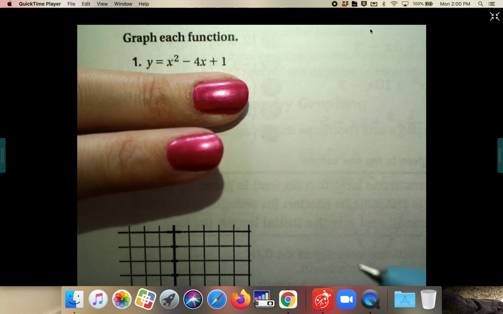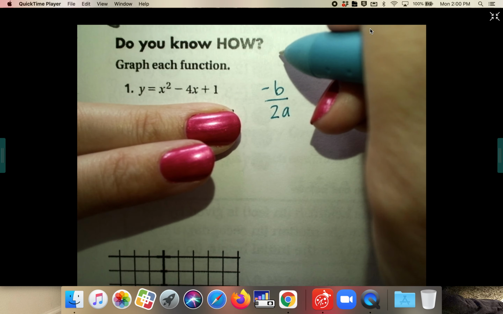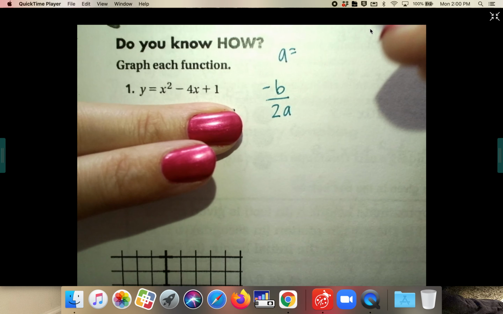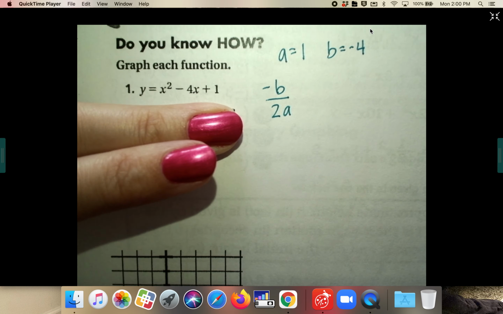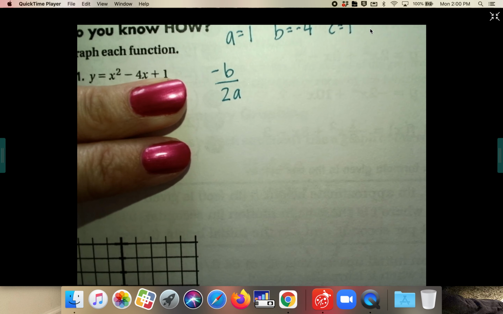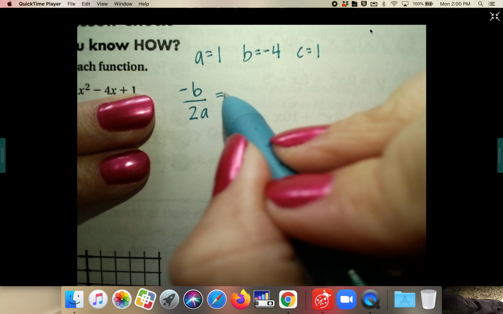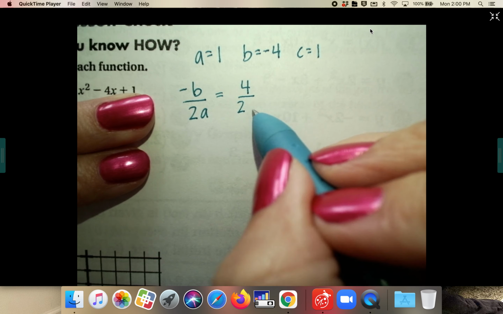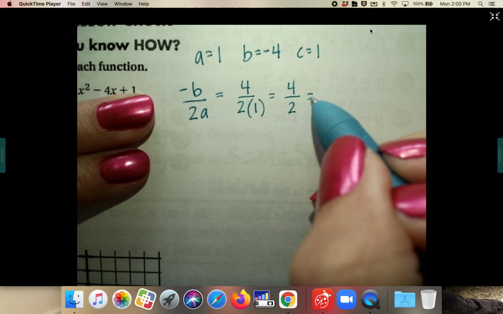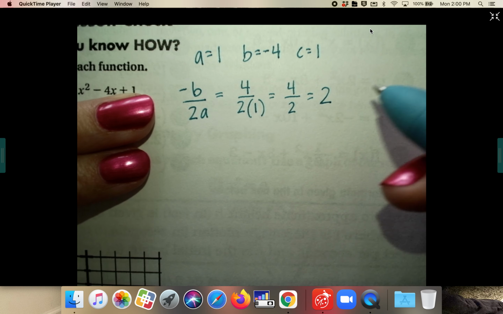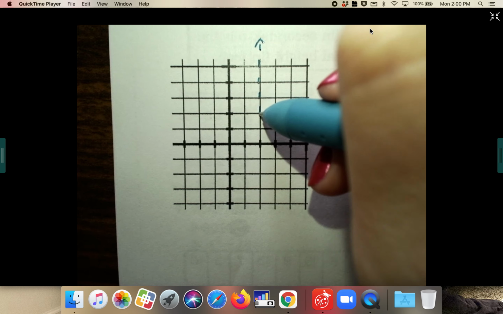The first thing you should do is opposite b over 2a. I'm going to write up here what my a, b, and c is. A is 1. B is negative 4. C is 1. So opposite b over 2a. Opposite b, our b was already negative 4, so it becomes positive 4 over 2 times 1. 4 divided by 2 is 2. So our axis of symmetry is at 2.